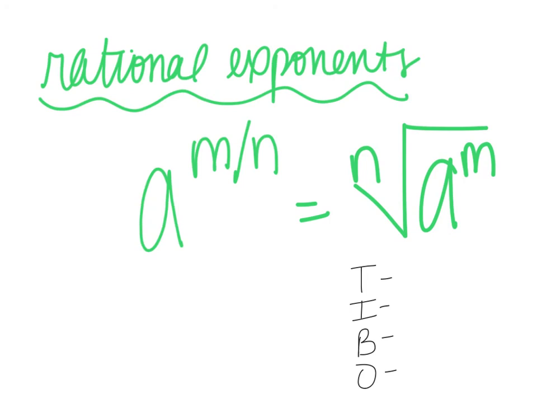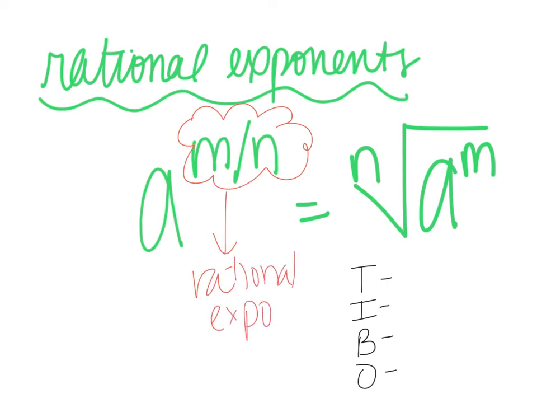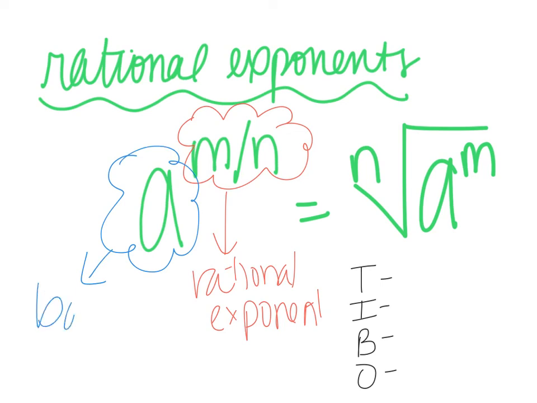Today's lesson was over rational exponents, and the word rational simply just means fractional. So this is an example of a term with a rational exponent. This part, the m over n, is my rational exponent because it is a fraction and it is an exponent. And as before, whatever the exponent is attached to, which in this case is a, is going to be my base. And we can rewrite rational exponents, such as a to the m divided by n, as the nth root of a to the m power.